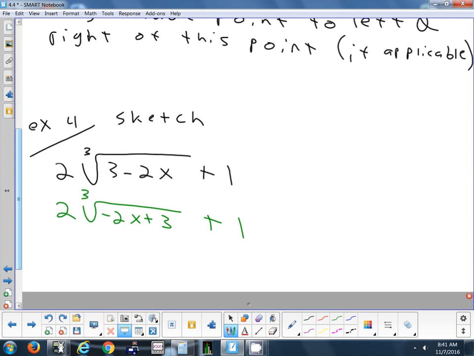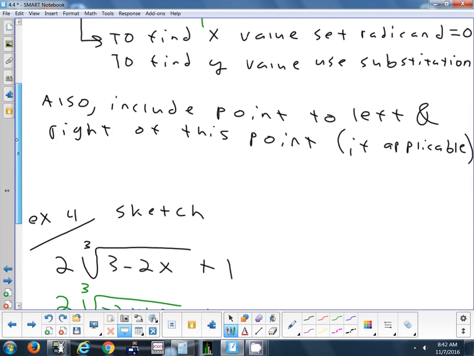And there's 5 transformations happening here. Okay, I'll just say them just to make sure we know what they are. You're shifting left 3. You're doing a horizontal compression by a factor of 2. You're doing a horizontal reflection, vertical stretch by a factor of 2, and you're shifting up 1. Okay, those are your transformations. All right, now we're going to sketch it.